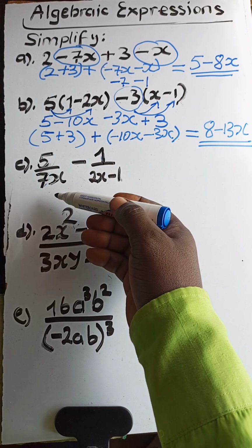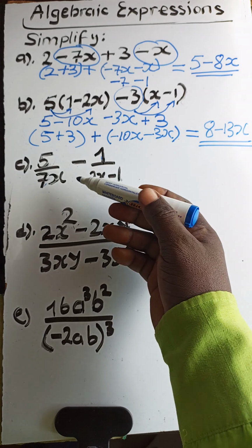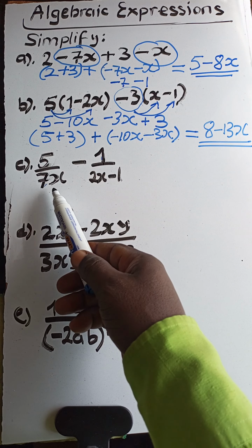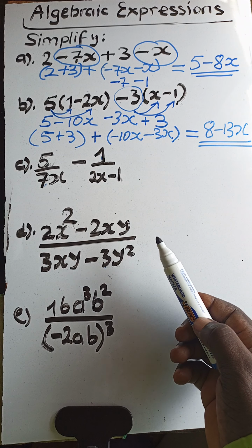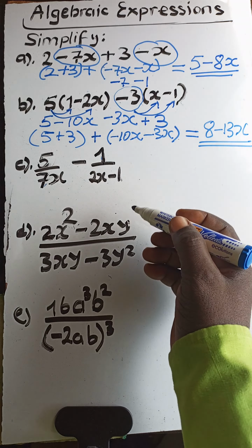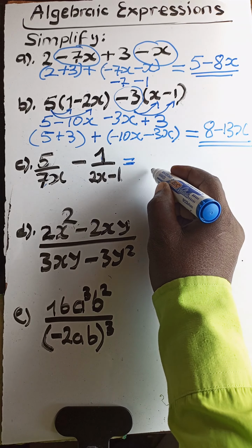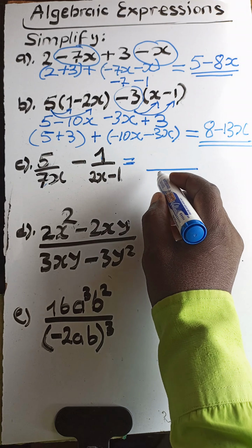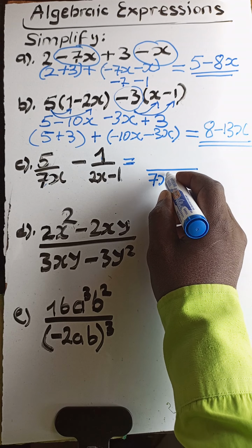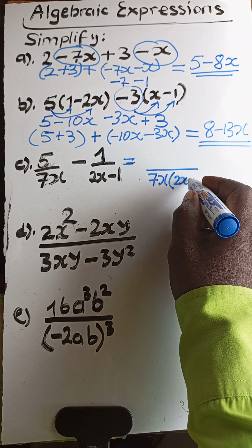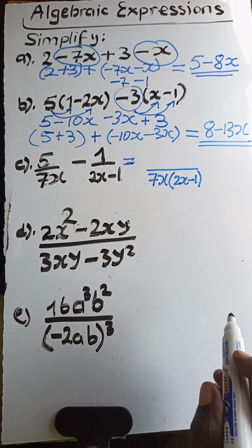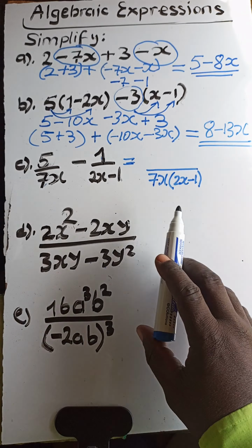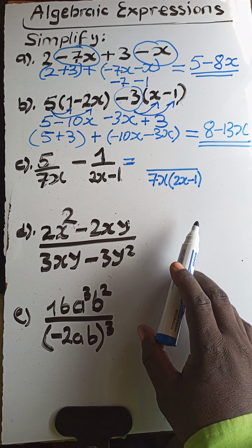Now, look at the third exercise. We have 5 all over 7x minus 1 all over 2x minus 1. Here is a rational expression minus another rational expression. Just like what happens with numbers, we proceed by taking the LCM. The LCM of 7x and 2x minus 1 is simply their product, 7x into 2x minus 1. We take their products, all right? When we have the LCM, we proceed by dividing and then multiplying. Very much the same way like when we're working with numbers.